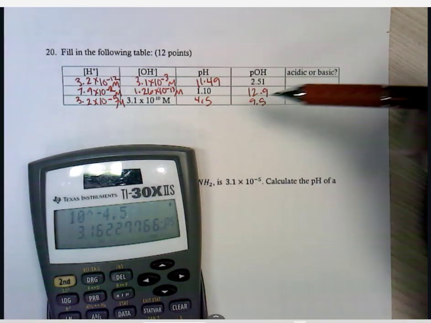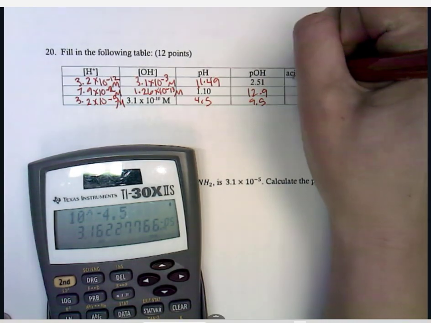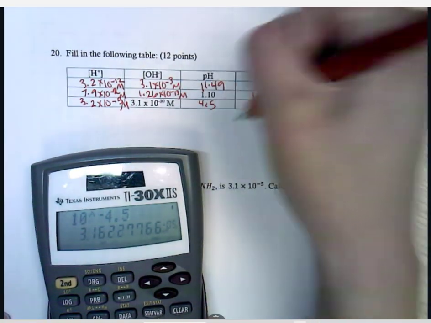Then once I've got all of this done, that's what I would do first, and then I'd figure out the acids and bases based on just the pH. So above 7 would be basic, and below 7 would be acidic.